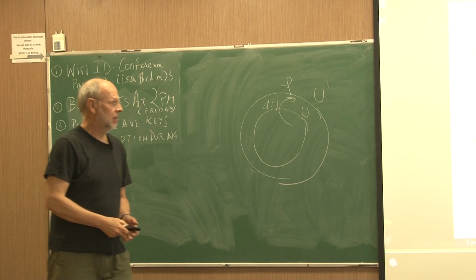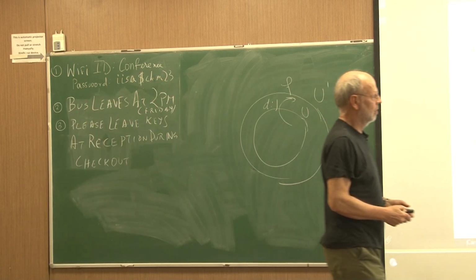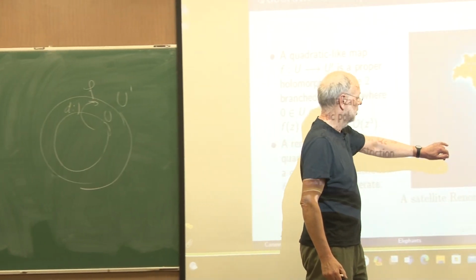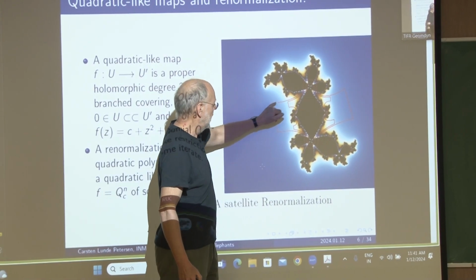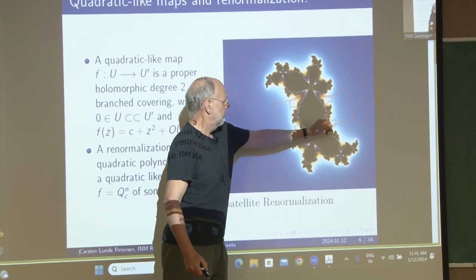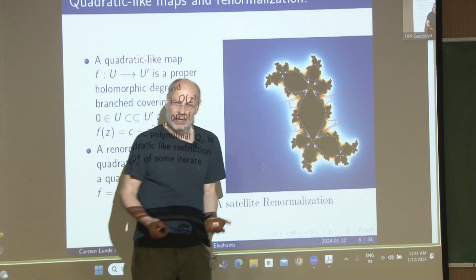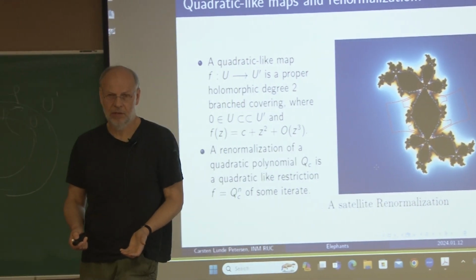So in this case, the first return map, if I can have the light off, please. I have made a domain outer U prime, and its pre-image U, and we have a quadratic-like restriction.